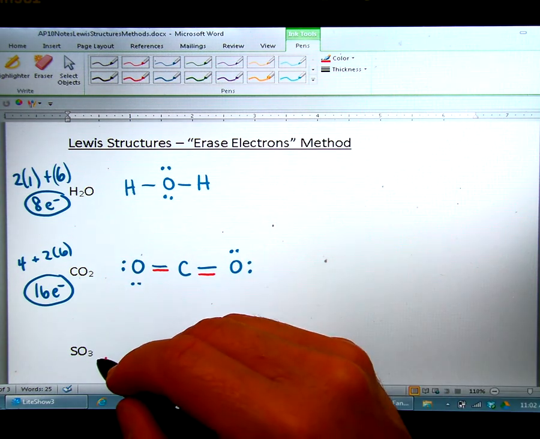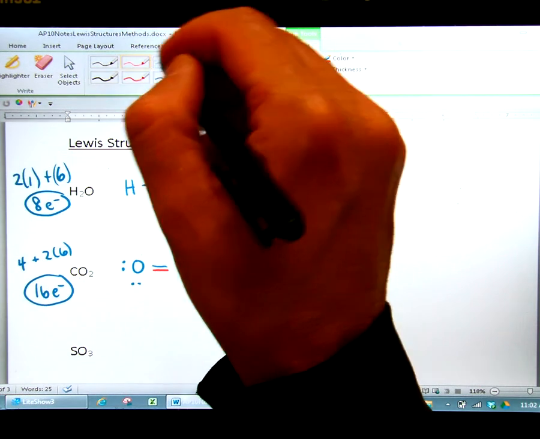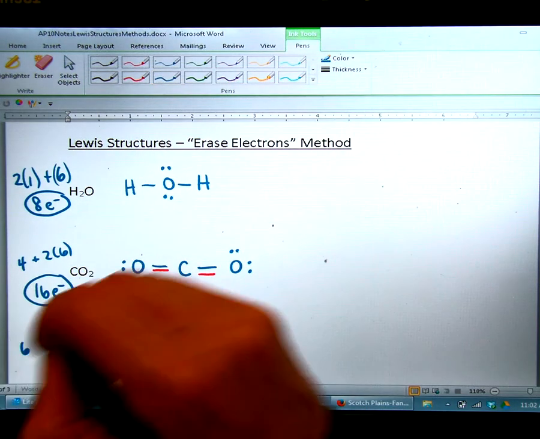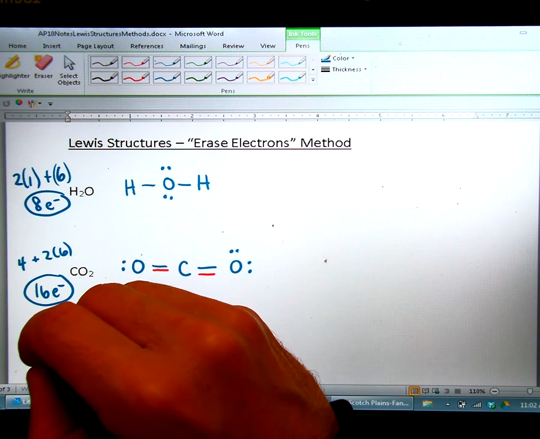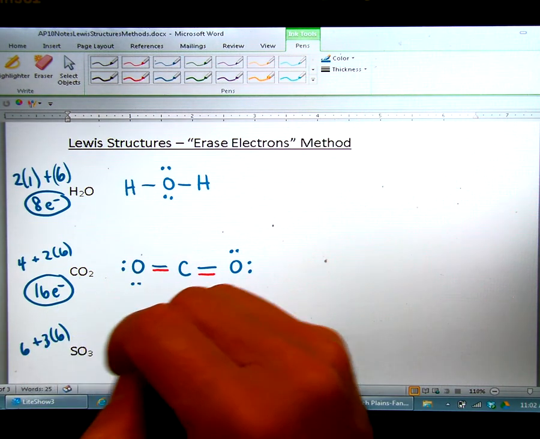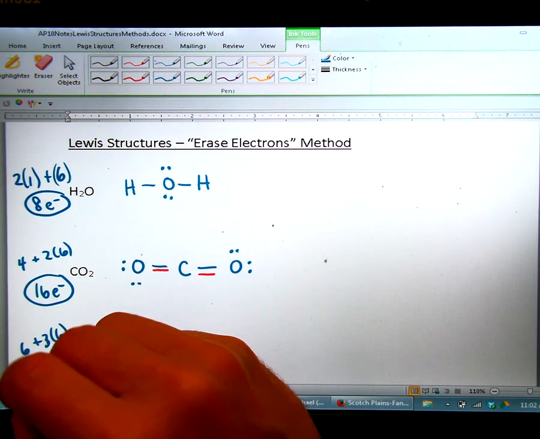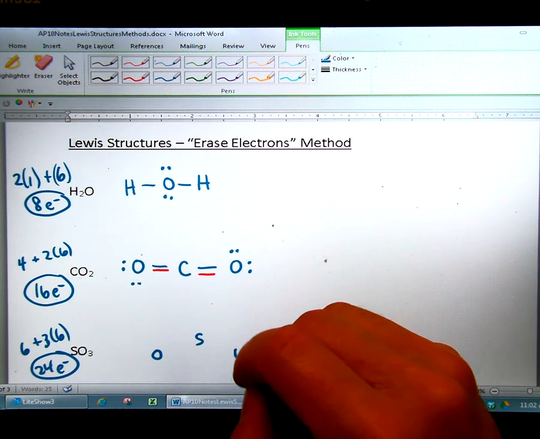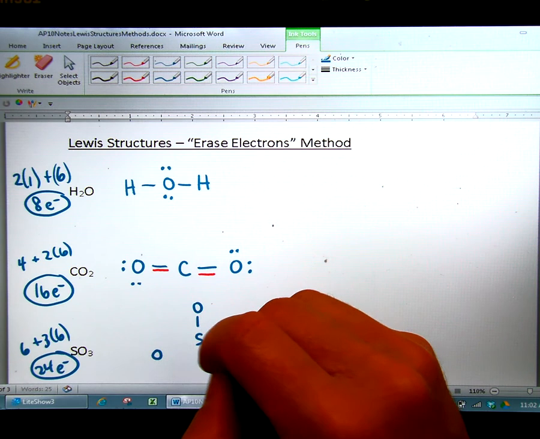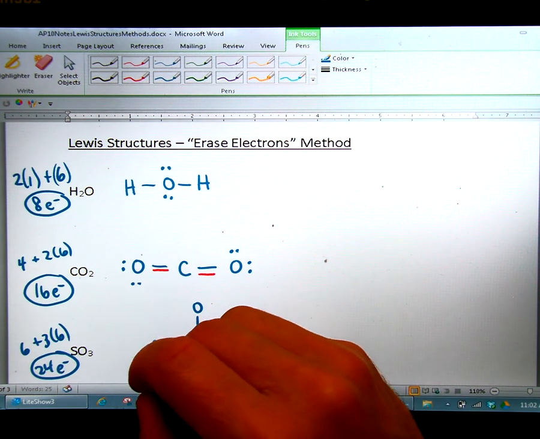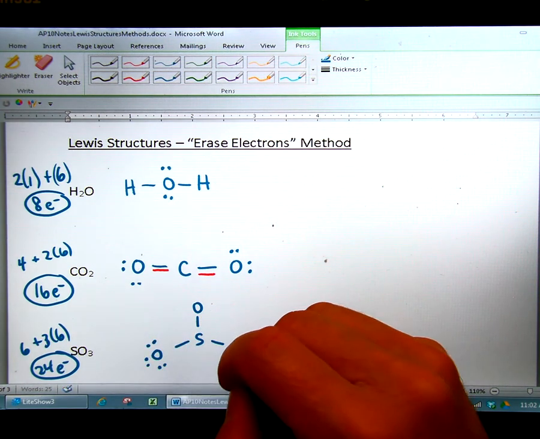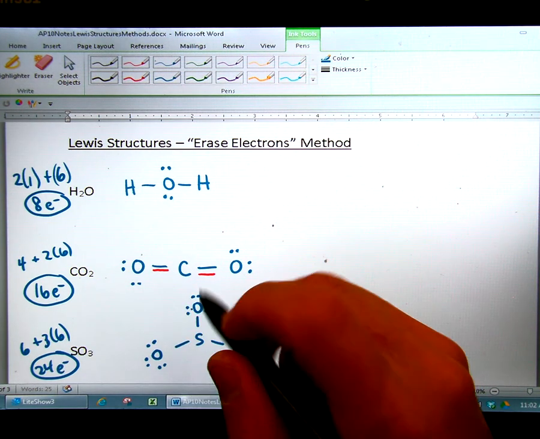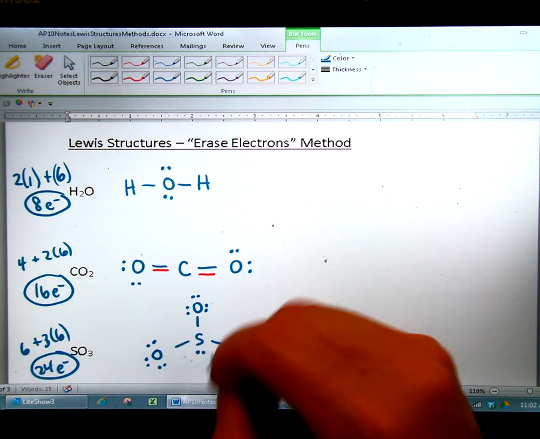Lastly, we have the SO3, so we're going to add up 6 for sulfur, and we're going to have 3 times 6, which is 18. I'll write 3 times 6 so you see that, and that's going to be 24 electrons altogether. So again, you draw the S, you draw the O, you draw the O, you draw the O. You make a single bond between each one, and then you draw 8 around everything. And don't forget to draw a pair around the S to make that have 8 as well.